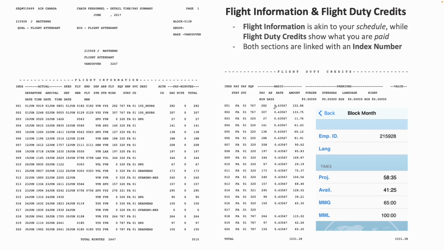Those 282 minutes are paid at my pay rate at the time, which was 0.43567 per minute. And when you take 282 minutes and multiply it by 0.43567, you get a total amount of $122.86 as shown in the amount column.